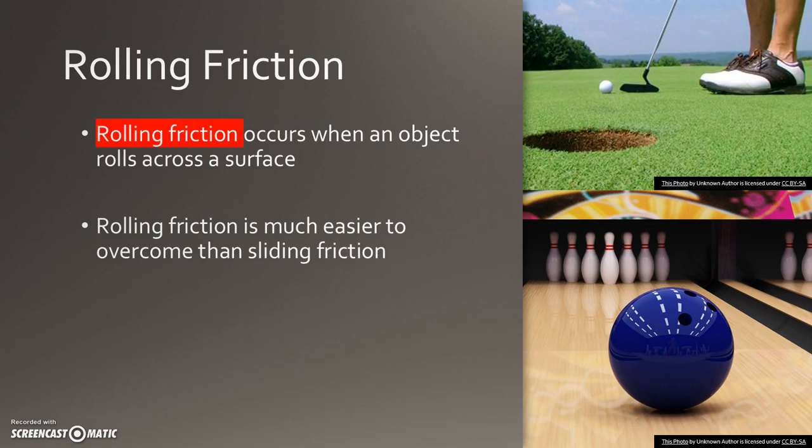The second type is rolling friction. Rolling friction occurs when an object rolls across a surface, like a golf ball across a putting green, or a bowling ball down a bowling lane. Rolling friction is much easier to overcome than sliding friction. That's going to be important for you to remember later.